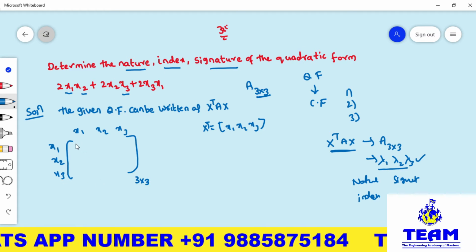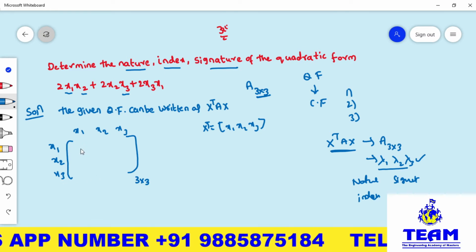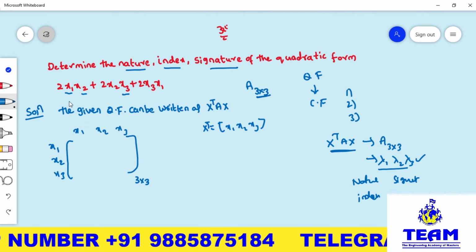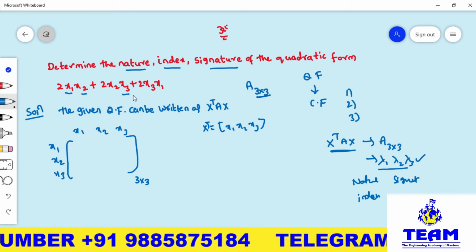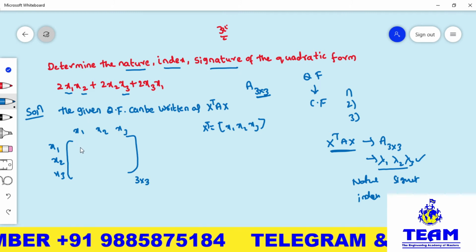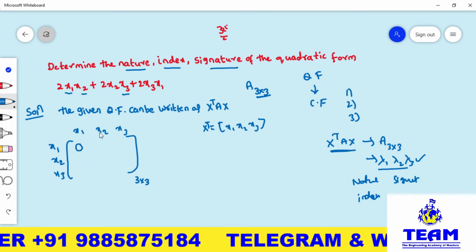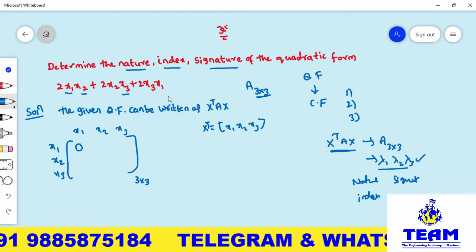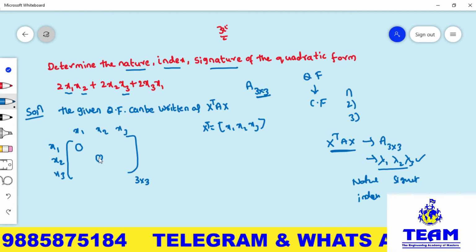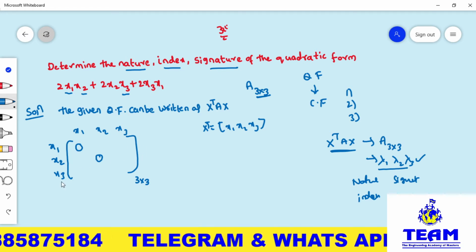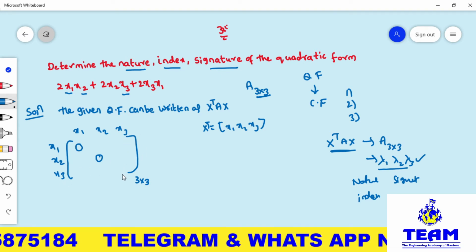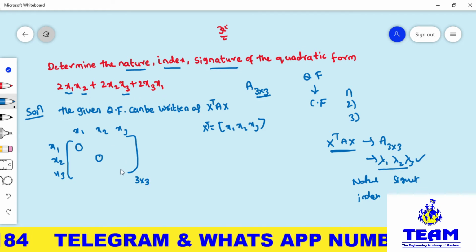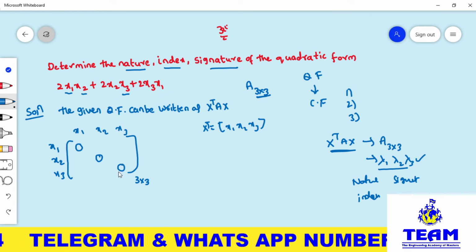First this represents the first diagonal element. What is this diagonal element here? The x1 square coefficient. Is there any x1 square? No, you don't have any x1 square. Write down 0. Next x2 into x2, the x2 square coefficient. Is there any x2 square? No. That is why you write it is also 0. Next x3 into x3, the third diagonal element, means the x3 square coefficient. Is there any x3 square term here? No. So write down this term is also 0.